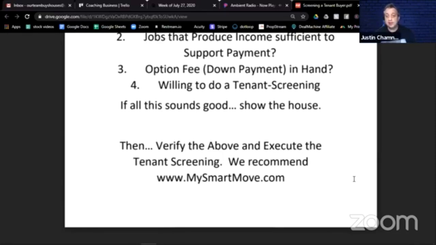Number four, willing to do a tenant screening. If this all sounds good, then they can see the house. I'll say, in order to qualify here, you'll have to submit to a background check, criminal records, all that credit stuff, everything. Is that going to be a problem? If you're telling me anything wrong, I'll find out about it then, right? I don't mind talking to them like that.